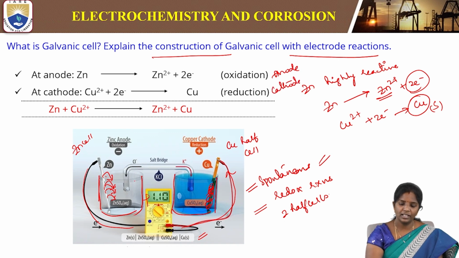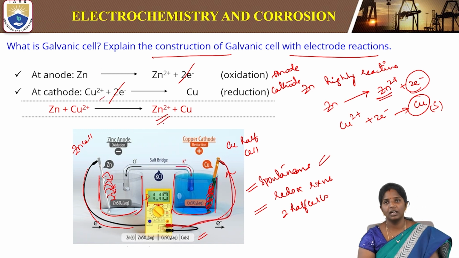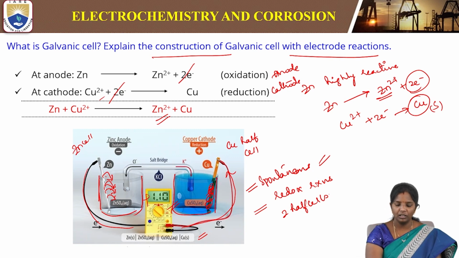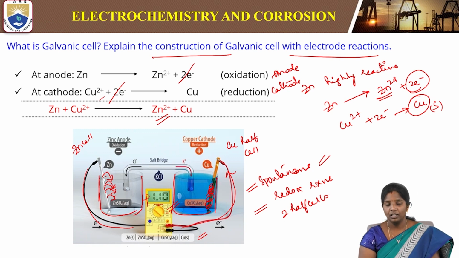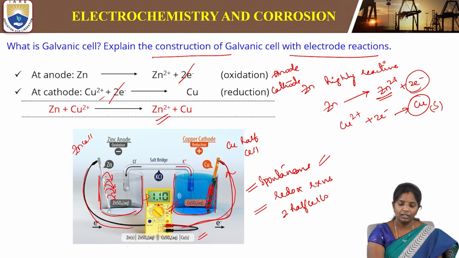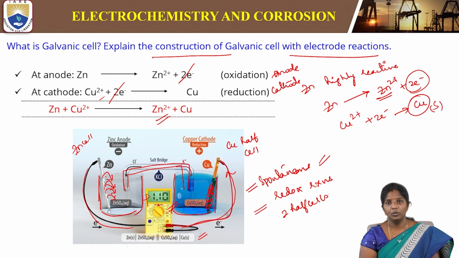So the overall reaction is we are cancelling these 2 electrons. So zinc plus copper 2 plus ions will give zinc 2 plus ions and copper. This is how the reactions will take place and keep on generating the current or electricity. So whenever we are connecting along with a salt bridge, then only the cell will continue working.